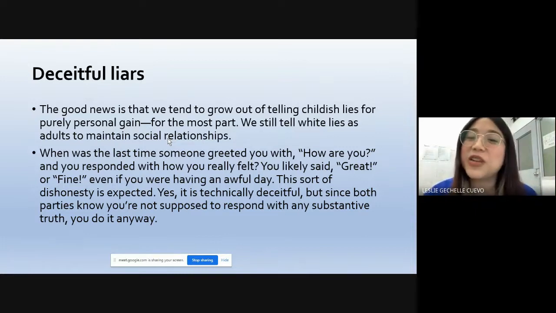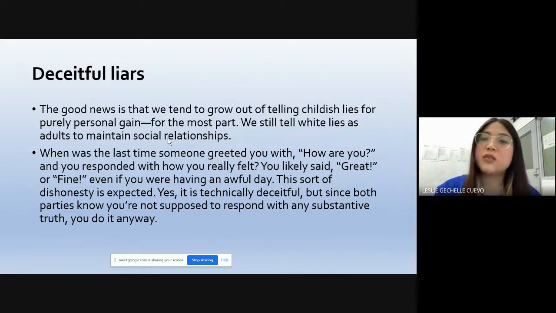When was the last time someone greeted you with, how are you? And you responded with how you really felt. You likely said, great or fine. Sabi mo, okay lang ako, mabuti naman. Pero dami mo palang problema. So even if you were having an awful day, this sort of dishonesty is expected. Yes, it is technically deceitful, but since both parties know you're not supposed to respond with any substantive truth, you do it anyway. Two unhappy people greeting each other in the rain, telling white lies about how their day is going. Yon, isang uri ng pagiging deceitful liar yon.